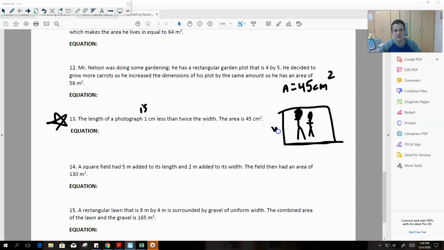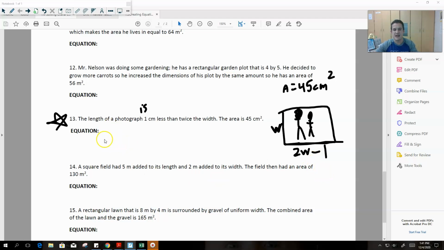Okay, so here's the width of the photograph. And the length of this photograph is 1 centimeter less than twice the width. So twice the width, and then I need to take 1 centimeter less than that. So the length I can write as 2W minus 1. The width I write with W. The length is double that minus 1 centimeter.